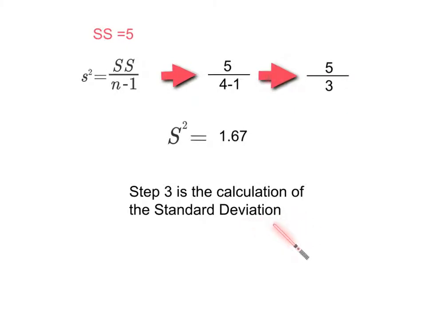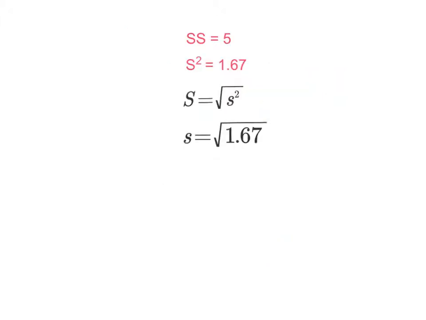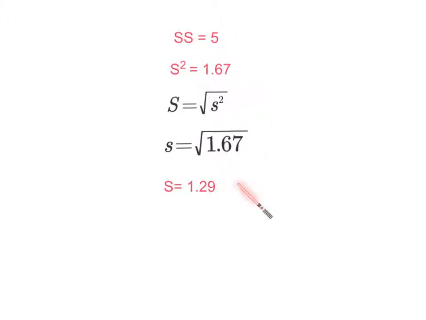Now we move on to step 3, which is the calculation of the standard deviation. Okay, so remember, the standard deviation is just the square root of the variance. So we previously calculated sum of squares, next we calculated the variance, and to get the standard deviation we simply take the square root of the variance value that we acquired. So standard deviation is equal to the square root of 1.67. And taking the square root of 1.67 gives us a standard deviation of 1.29.